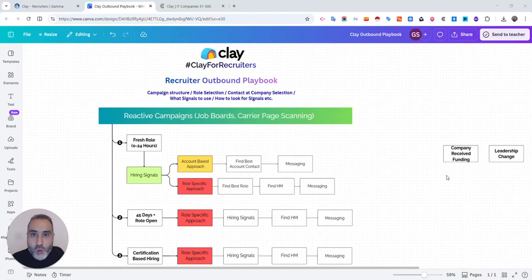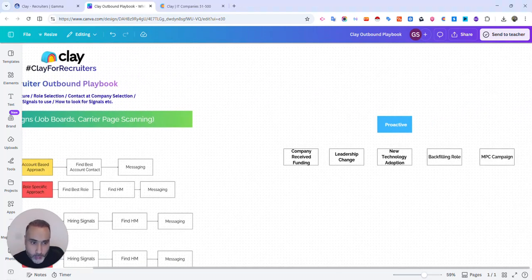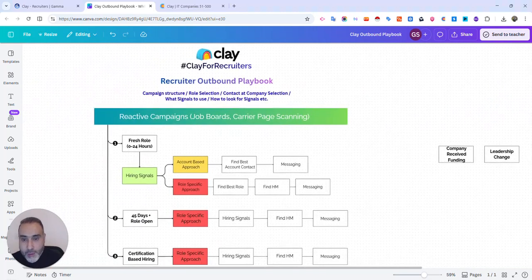In this video, I'll show you the exact reactive campaigns I use to turn job boards into paying recruitment clients. So when it comes to outbound campaigns in the recruitment space, there are usually two types of campaigns: one, reactive campaigns, and another, proactive campaigns. This particular video is about reactive campaigns. We're going to discuss proactive campaigns down the line in the series.